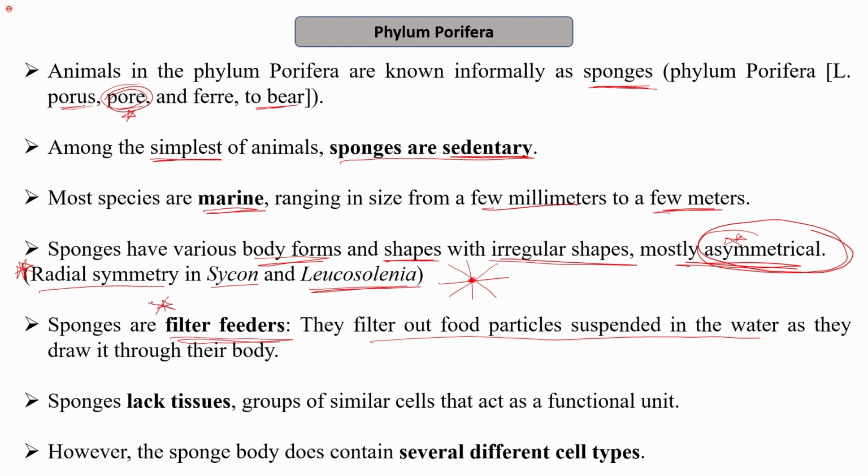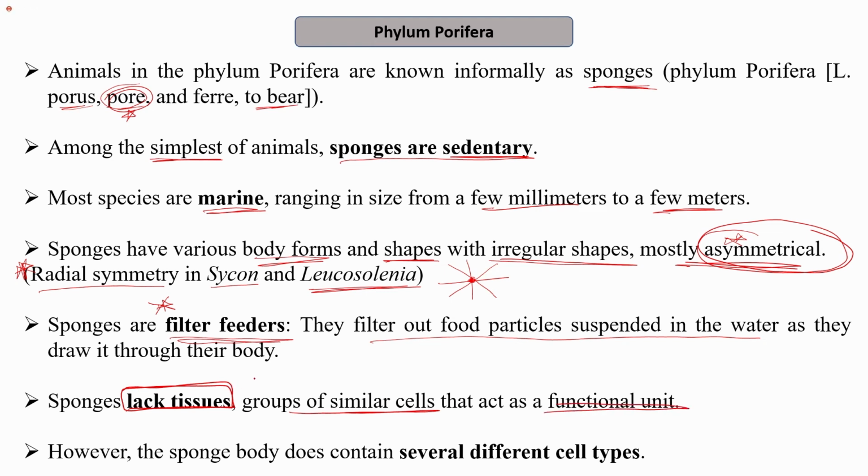I have highlighted this also. So they are filter feeders, and as we discussed in the previous discussion, these organisms lack tissues. That is, they have a cellular level of organization. They do not have any well-defined group of cells that perform a specific function, so there is no group of similar cells. What is the definition of tissues? Tissues are basically groups of similar cells that act as a functional unit, right?